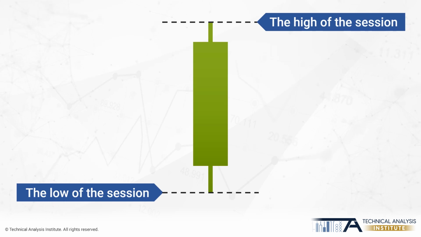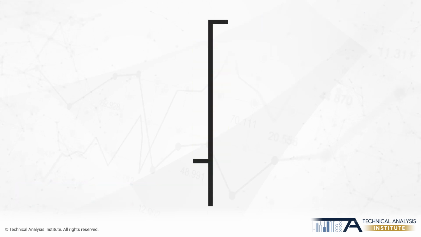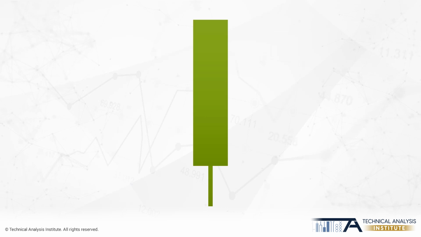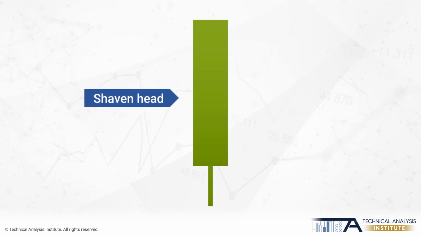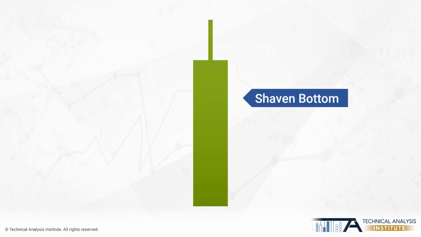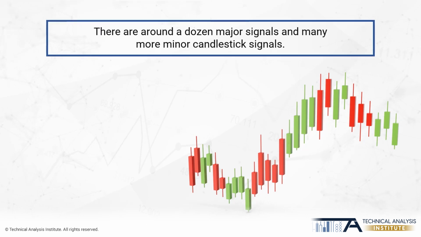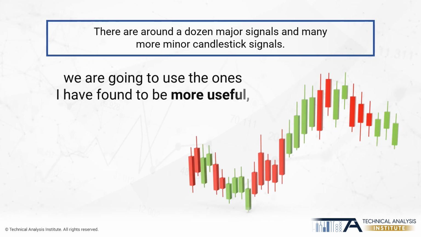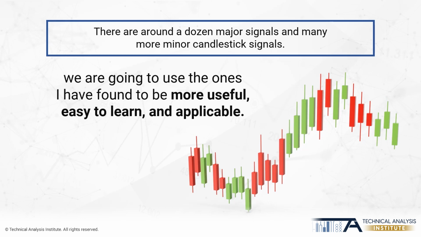Sometimes prices close at the very extreme of the body, and so there is no upper shadow. Those candles without upper shadow are called shaven head, and the ones with no lower shadows are called shaven bottom. There are around a dozen major signals and many more minor candlestick signals. However, in this course we are going to use the ones I have found to be more useful, easy to learn, and applicable to pick profitable trades without having to become a master analyst.